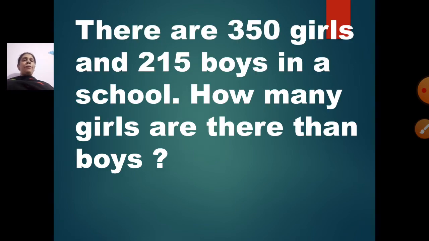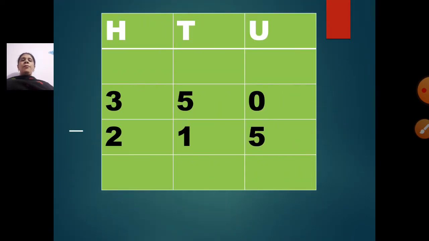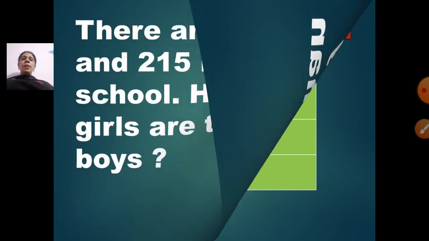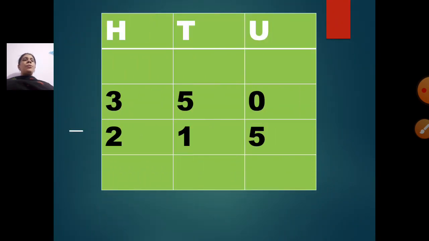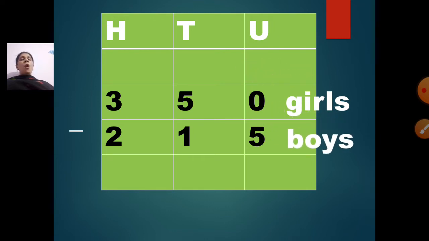There are 350 girls and 215 boys in a school. How many more girls are there than boys? Let us calculate. We will make a column and arrange it vertically. So 350 and 215 are arranged according to their place value. After arranging the numbers, what will you write? 350 girls, 215 boys. Okay.